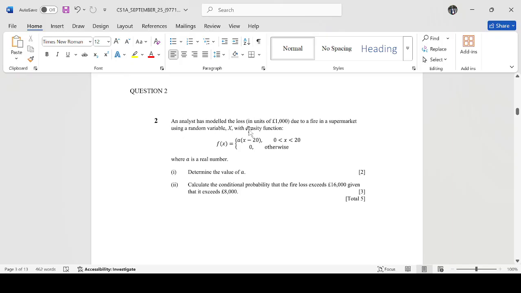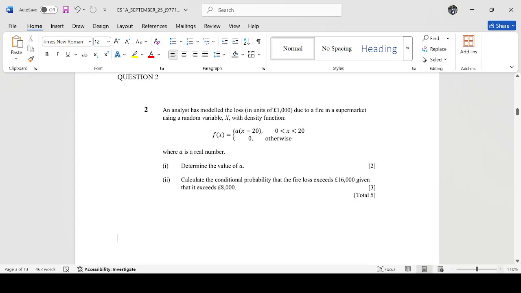modeled the loss in units of 1,000 pounds due to a fire in a supermarket using a random variable x with a probability density function of the form that you can see on the screen: f(x) is equal to a(x minus 20), for the value of x between 0 and 20. So the first question is you're supposed to determine the value of a, where a is a real number.